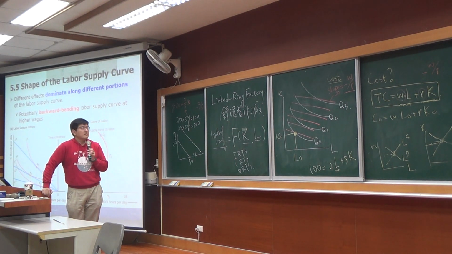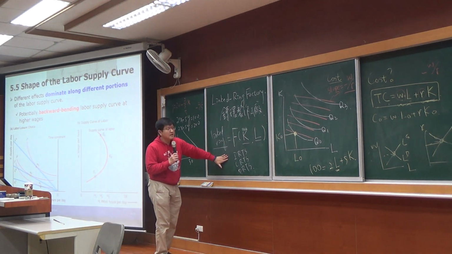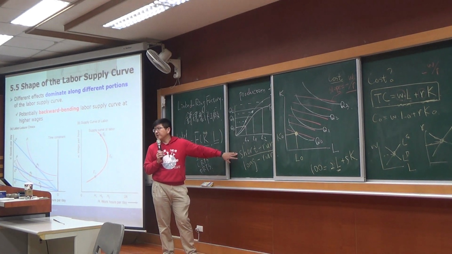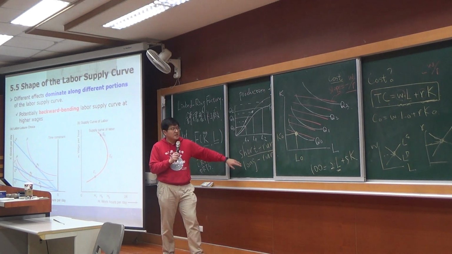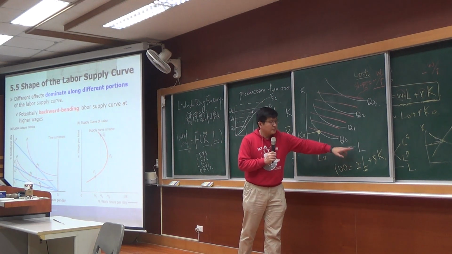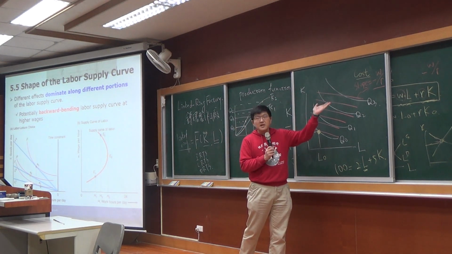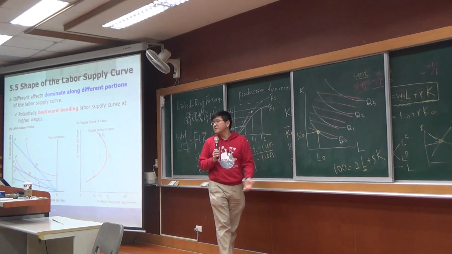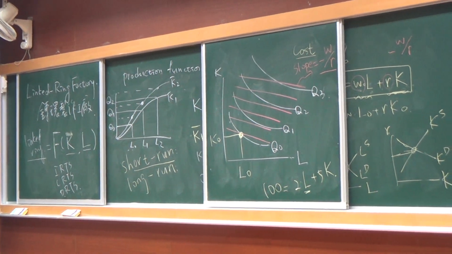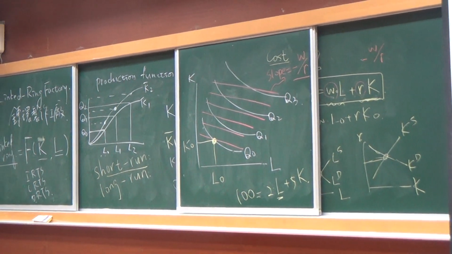So today's the third hour here. I just introduced to you the production function and the concept of short run and long run. Short run means some factor is fixed and cannot vary, but in the long run, all factors can be varied. And I introduced to you labor, capital, isoquants, and iso-cost curves. Okay? Any question here?